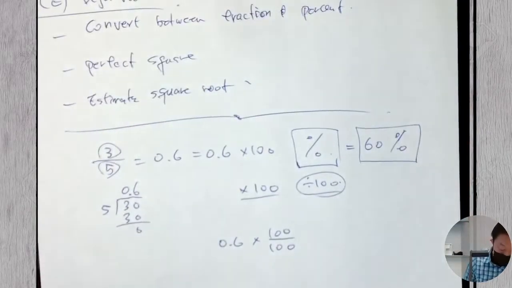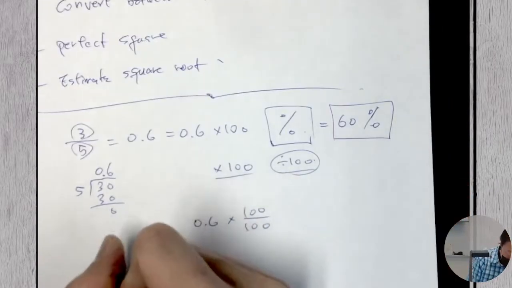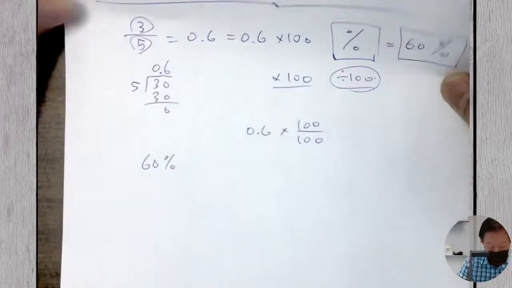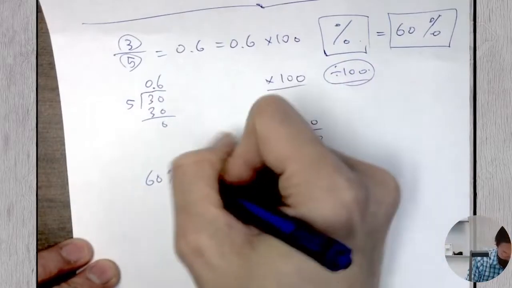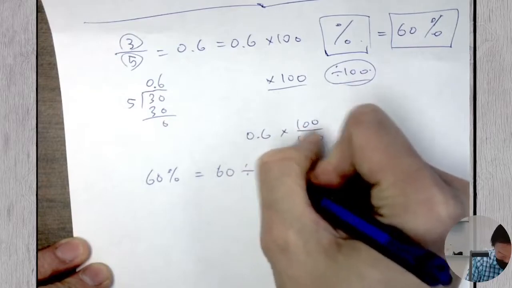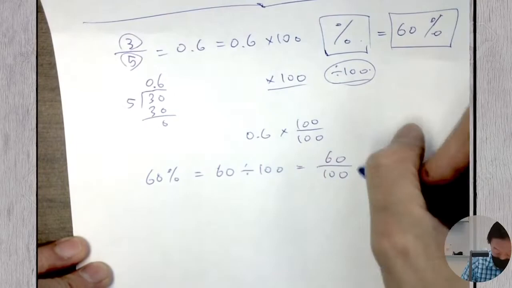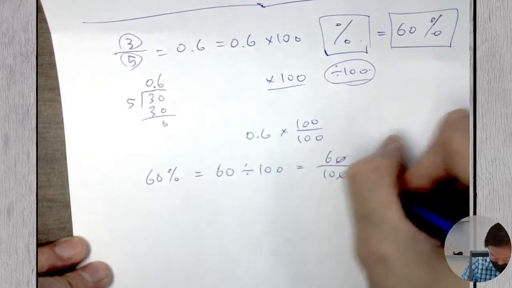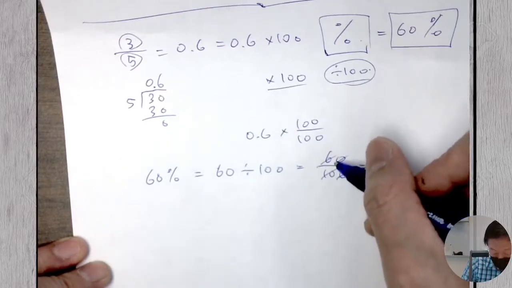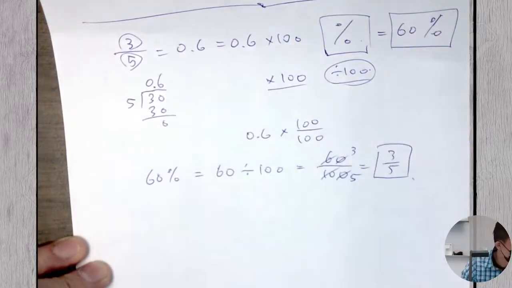Okay. Now, if you're doing the reverse, if you start with 60%, and Mr. Chen wants you to convert this to a fraction, you just have to realize you can rewrite this as 60 divided by 100, or 60 over 100 as a fraction, and you can simplify this as what? Divide by 2, 3 times 5, so 3/5, and you have a fraction.